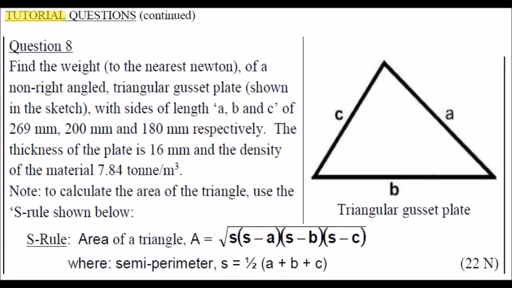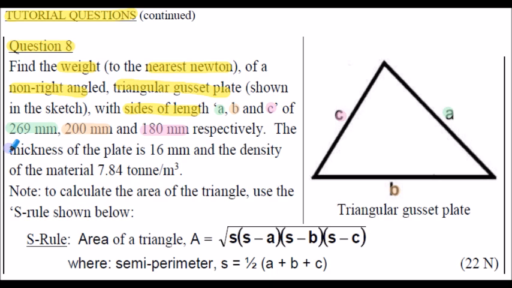Tutorial questions continued. Question 8. We're asked to find the weight to the nearest Newton of a non-right angled triangular gusset plate, as shown in the sketch here, which has side lengths of, and be careful how you read the information, A, shown here, of 269 millimeters, B, shown here, of 200 millimeters, and side C, shown here, of 180 millimeters.